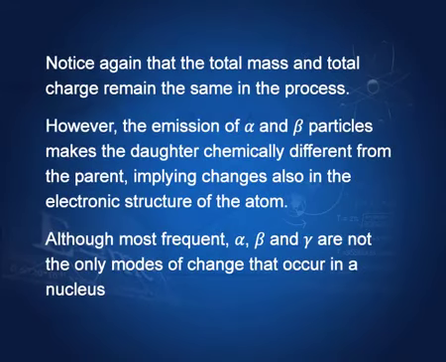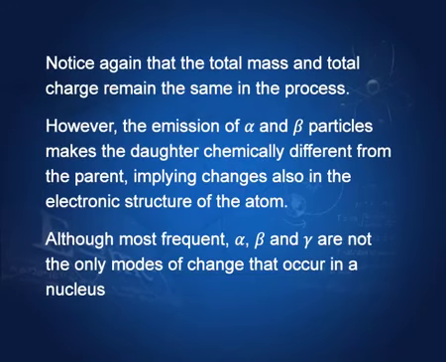However, the emission of alpha and beta particles makes the daughter chemically different from the parent. You see, the atomic number has changed and therefore the nature of this nucleus, its chemical properties, have changed. This implies changes also in the electronic structure of the atom. Because the nucleus has changed, the atomic structure of the atom also undergoes a change.